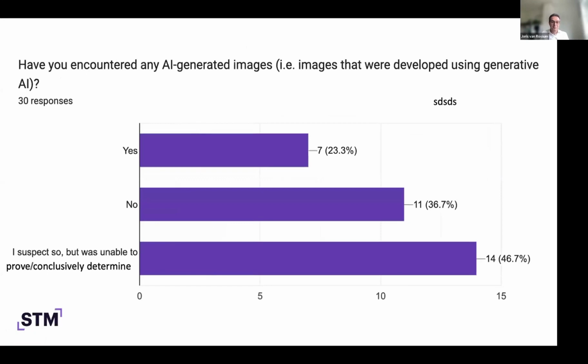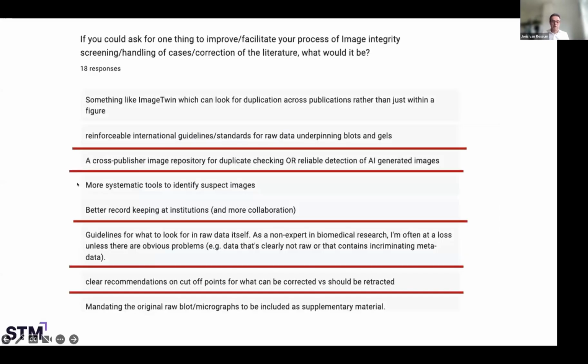And then the question around AI, generative AI. Have you encountered any AI-generated images? About 25% said yes, 36% said no, but actually most of you answered, I suspect so, but was unable to prove conclusively, as I think we also saw by the examples today, very difficult to prove and to detect these. The last question we asked, is there anything else you would like to improve or facilitate?